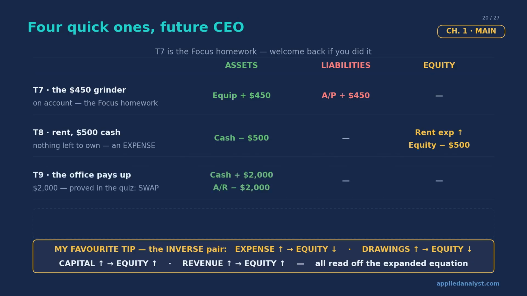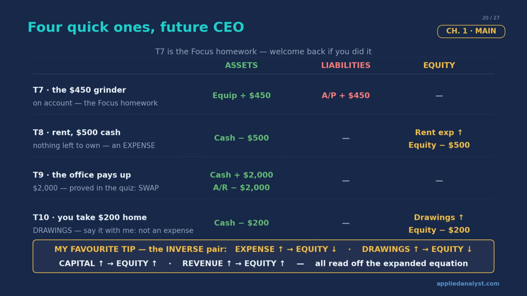Transaction 9. The office pays its $2,000. You just proved this one in the quiz. Swap, cash up, receivable gone, no new revenue. Transaction 10. You take $200 home for groceries. Drawings, a direct cut to equity, and say it with me, not an expense. Drawings up, equity down, the same inverse pattern.